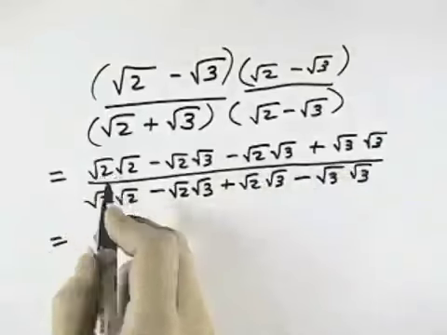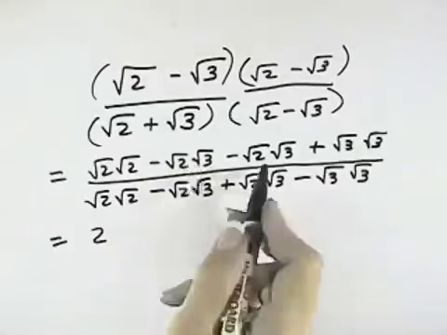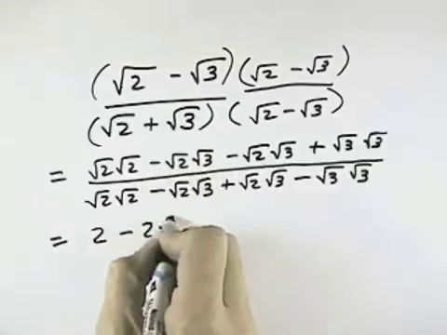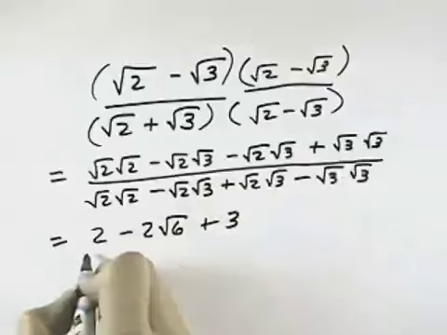So in the numerator, square root of 2 times itself is 2. Then square root of 2 times square root of 3 is square root of 6, but I've got two of those, so minus 2 times the square root of 6. And then plus square root of 3 times itself is 3.